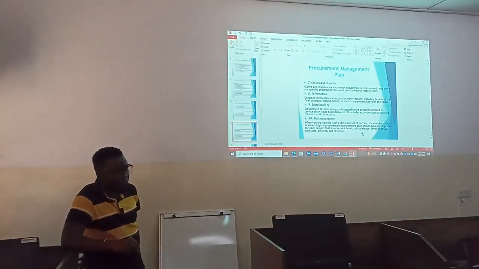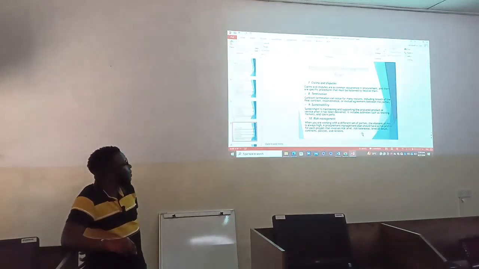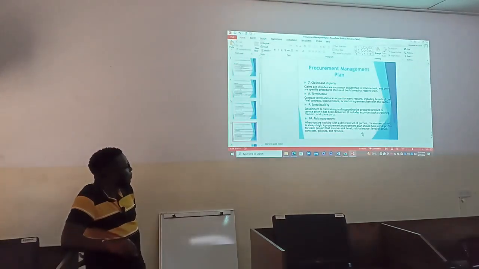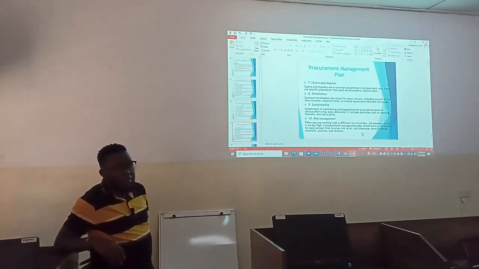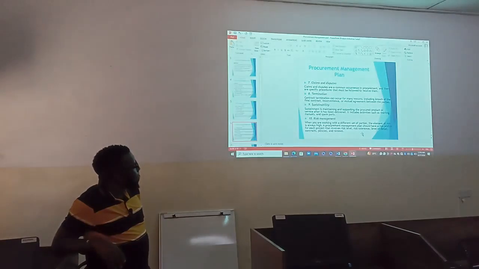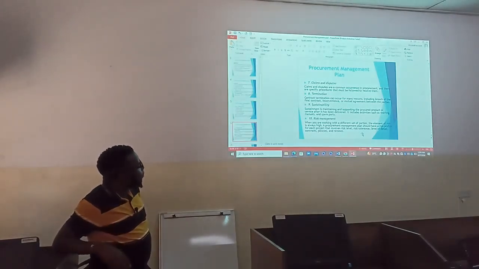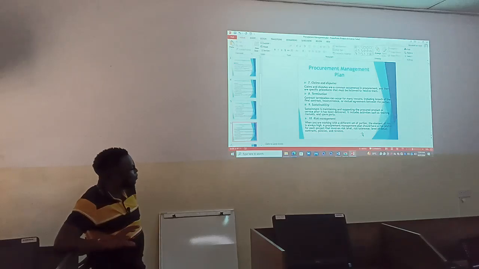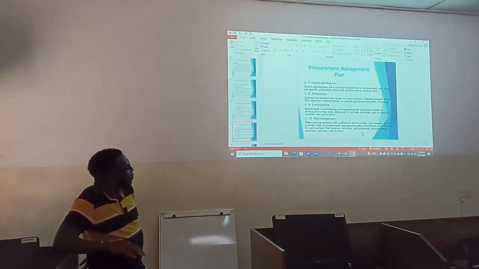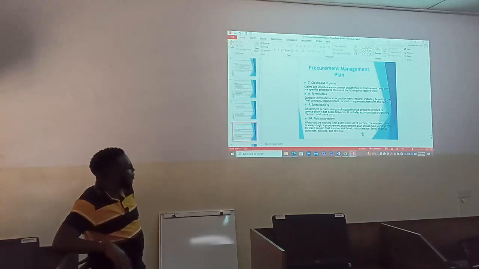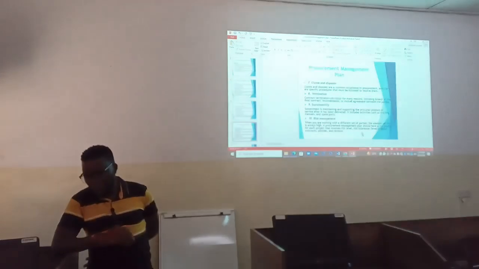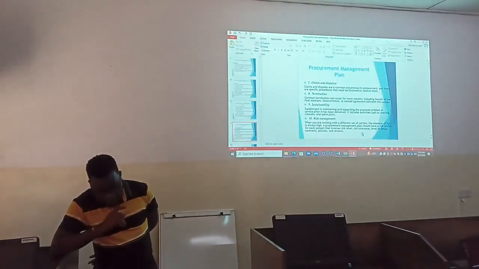Now, an issue of risk management. We have issues of risk management. When you are working with different set of parties, the element of risk is always very high. And so this document, the procurement management plan, at least it should have a risk profile for each project that involves risk level, risk tolerance, level of detail, contract policies, and so on and so forth. Risk profile.